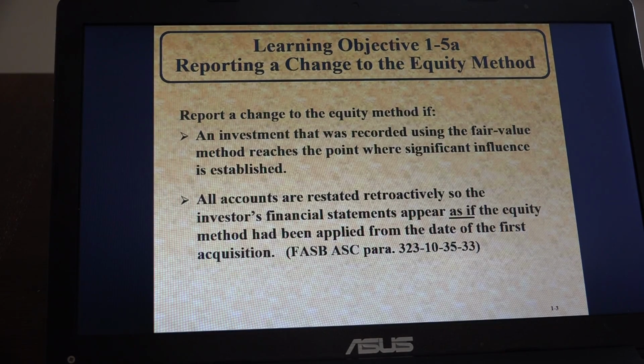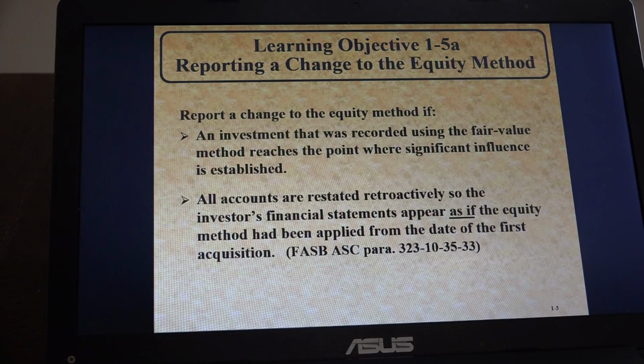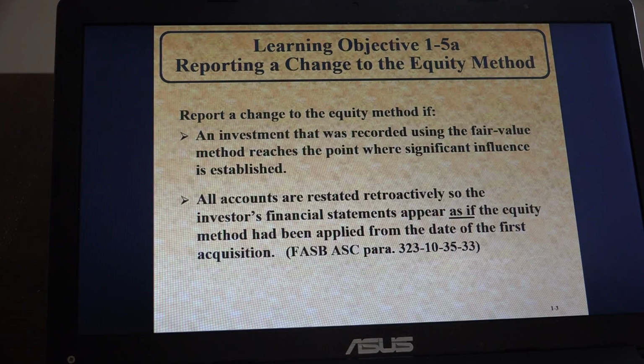So the adjustment that they have to make is there on page 15. They make a debit to investment in Small Company, so that increases their investment in Small Company by 12,000. And then the credit is to the retained earnings prior period adjustment, equity in investee income.